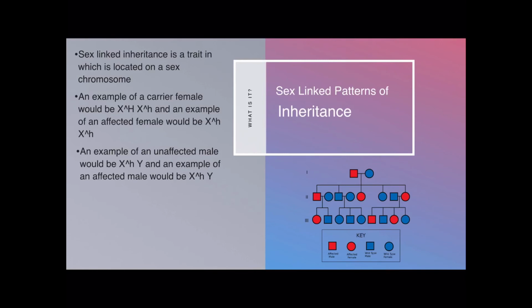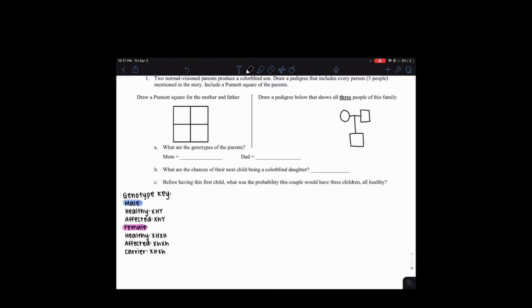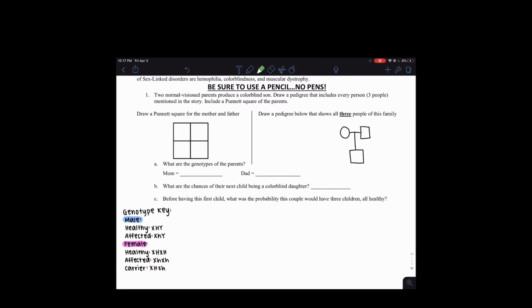And sex-linked disorders are more common in males because they do not have the same backup chromosome that females do. So in this example, if they get at least 1 lowercase h allele, they will automatically have the disease, whereas if a female were to have 1 lowercase h, they would just be a carrier and they wouldn't actually have the disease. Sex-linked inheritance sample problem. 2 normal vision parents produce a colorblind son. Draw a pedigree that includes every person mentioned in the story. Include a Punnett square of the parents.